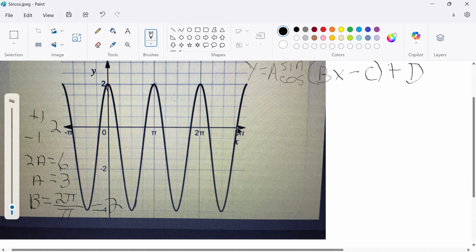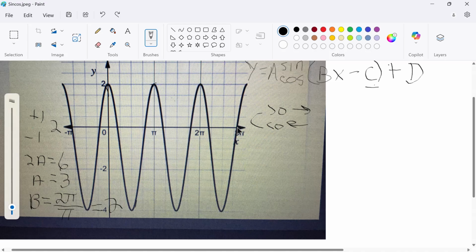This thing doesn't shift. C is the shift left or right. If C is greater than 0, then the shift is to the right. If it's less than 0, the shift is to the left. Now, when it's greater than 0, this is going to be minus a number. When it's less than 0, it's going to be plus a number, because if C is negative, minus negative 3, say, is plus 3. So the sign is opposite of what C is. But anyway, for cosine, there is no shift.